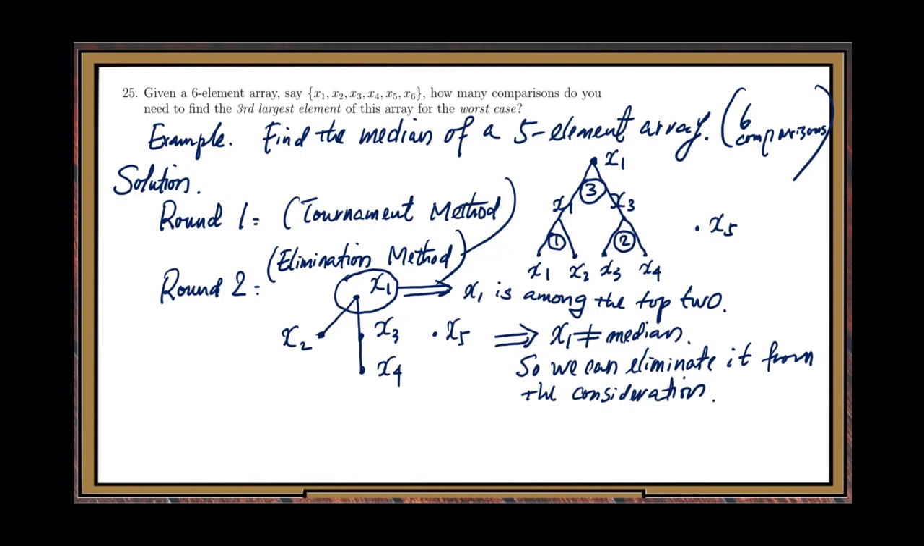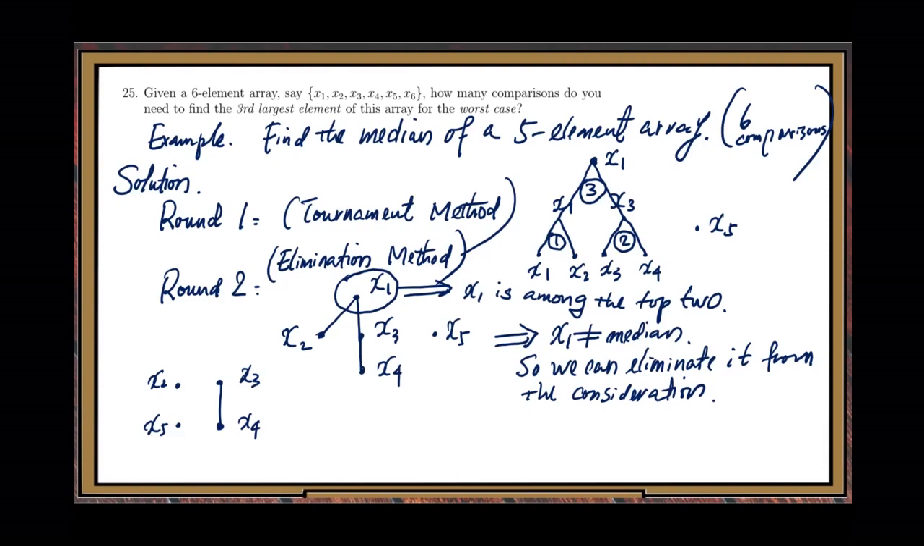After we eliminate it, now, so what do we have? x2 here, x5 here, but we don't know which one is larger, which one is smaller. x3 here, x4 here, right? So that's what we have.